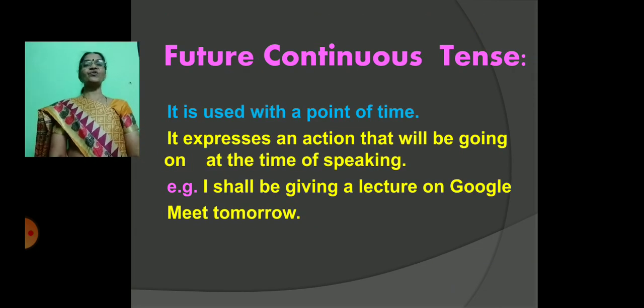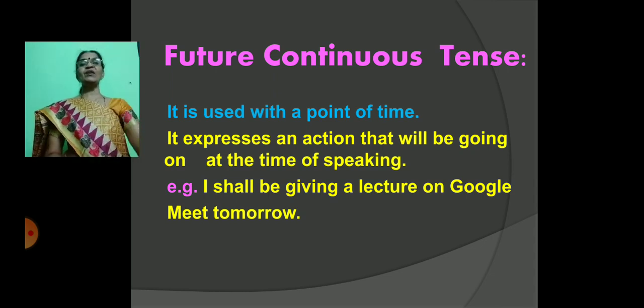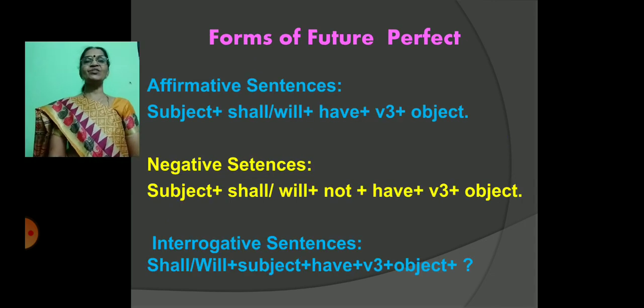Now let's go for the uses. Future continuous tense is used with the point of time. It expresses an action that will be going on at the time of speaking. I shall be giving a lecture on Google Meet tomorrow. So that's how we are going to make use of future continuous tense.